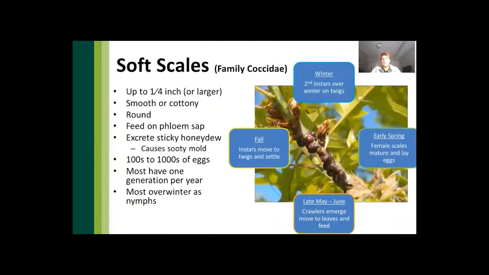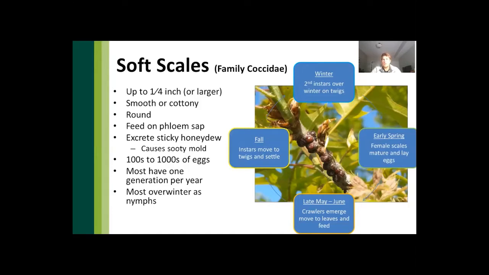And as we talked about with soft scales, they're going to overwinter as second instars on twigs. And then in early spring, the female scales are going to mature and lay their eggs. And then your crawlers are going to probably emerge in late May or June. Now, some scale insects like magnolia scale, those crawlers may not emerge until later in the growing season, like August.